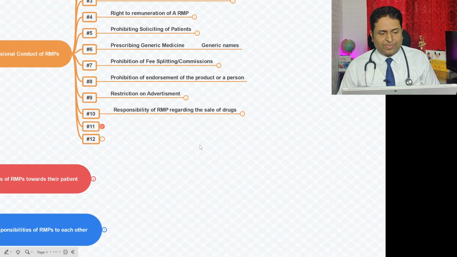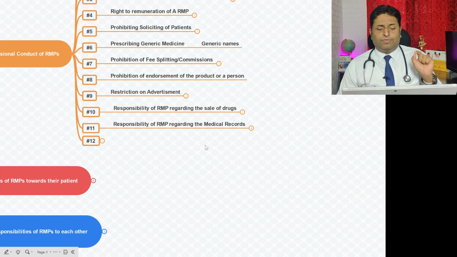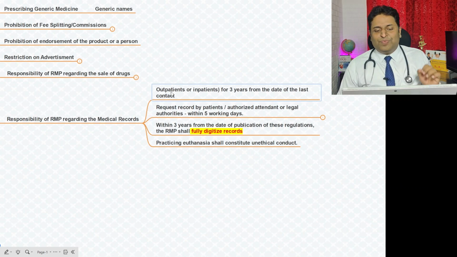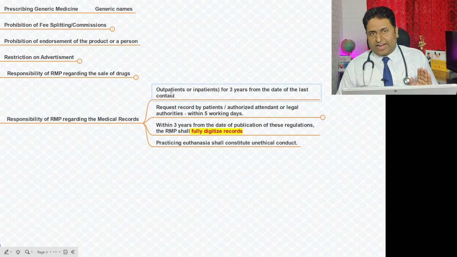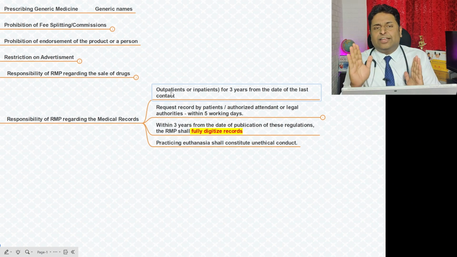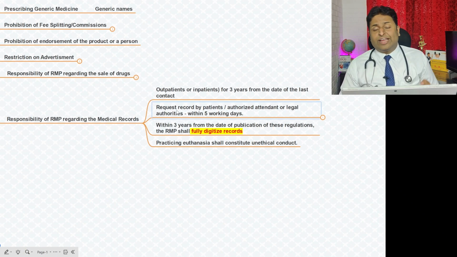And responsibility of RMPs regarding medical records. In terms of medical records, what does it say? A very important thing is there in this, which we are working on. For outpatients or inpatients, records must be kept for 3 years from the date of the last contact. So you need to maintain the records of both outpatients and inpatients for at least 3 years. And if any patients or authorized attendees or the legal authorities ask for the documentation, you need to provide those documents within 5 working days.